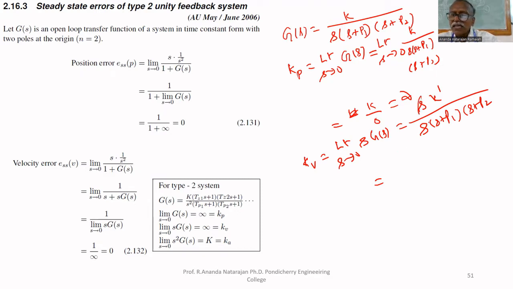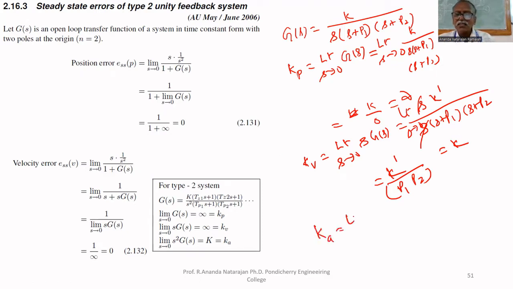And if the s is getting cancelled, limit s tends to 0, if you put it, you will get K only. K dash becomes K in time constant form. I wrote in pole zero form, that's why K dash upon p1 p2 is equal to K. So the velocity error constant is K.